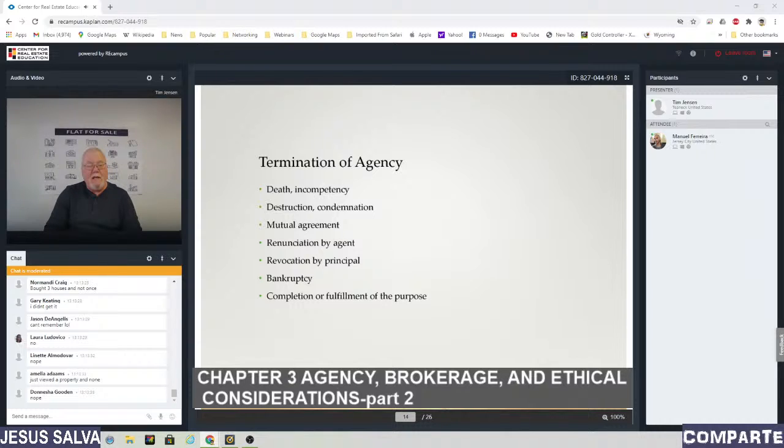Destruction or condemnation of the property. Your house, after you list it, is now claimed through eminent domain by a suit of condemnation. All of a sudden, you want to sell your house, now it's being taken from you. Well, guess what? Your listing agreement is now terminated because a condition changed about ownership since they originally listed. Now you are losing the property to the highway department. There's nothing to sell. The agency agreement is terminated.